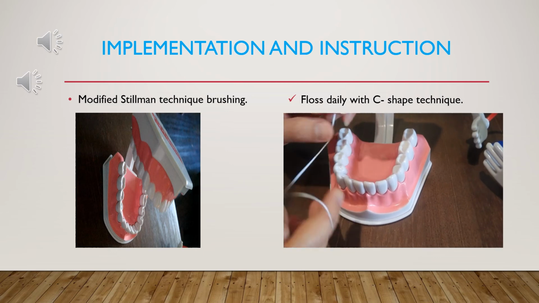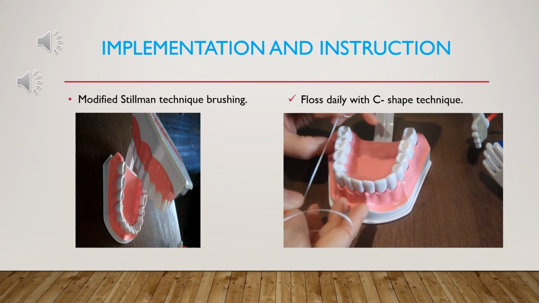Before I demonstrate to the patient the modified Stillman brushing technique and daily flossing with the C-shape technique, I discussed periodontal disease and caries with the patient. I explained to the patient that plaque biofilm that accumulates on the teeth works together with bacteria to release acid. The acid will demineralize the structure of the tooth and make the pores become bigger. This disease is called caries or cavity.